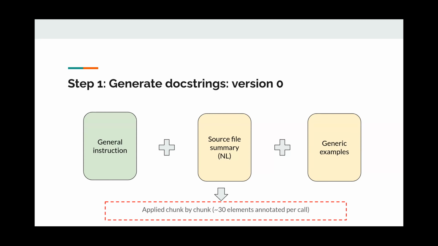For the generating step, we have 3 parameters that we can play with to improve results. The first one is the general instruction we give to the LLM, so the aim of this docstring, for example. We also give to the LLM some context about the element that it has to annotate. And so these things right now have been automatically generated, so there is maybe some error right now, and that's something that will improve for the next iteration. And also some generic examples of expected docstrings in some cases.